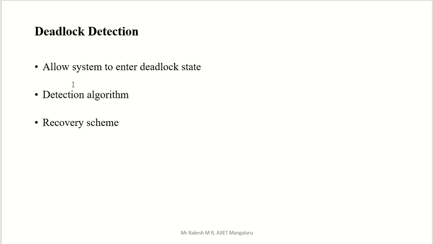Deadlock detection: allow the system to enter the deadlock state. How to detect it? One is the deadlock prevention method, one is the deadlock detection method. The prevention method is already over. Now the detection method. The detection method is to allow the system to enter the deadlock state. You have to allow that, then run a detection algorithm. Once deadlock has occurred, then detect that, then recover from that. This is another process, the deadlock detection process. We are going to allow deadlock, then detect that, then recover from that.